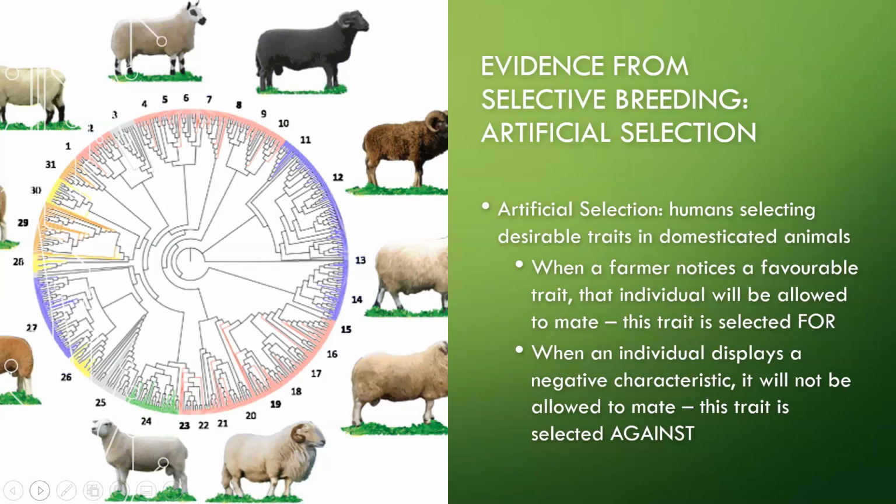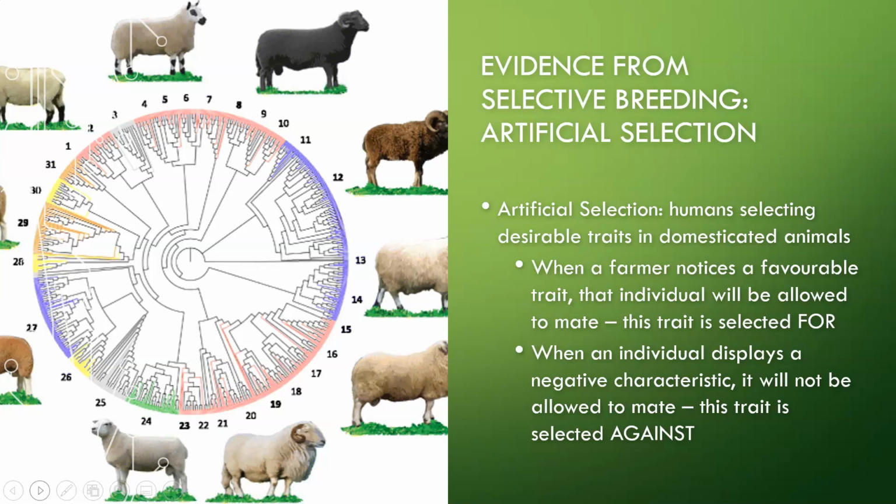So for example, when a farmer notices a desirable trait in an individual, it would be allowed to mate, so this trait is selected for. For example, if you're looking at dairy cattle, if you've got a cow who is a good milker, gives a good amount of milk, then she is a good animal to be bred with, because then any female offspring will hopefully be good milkers as well.